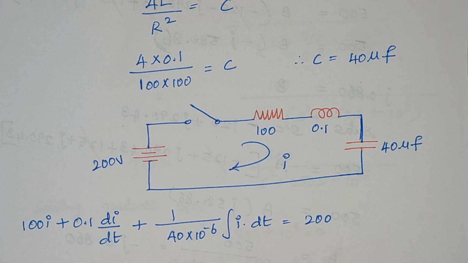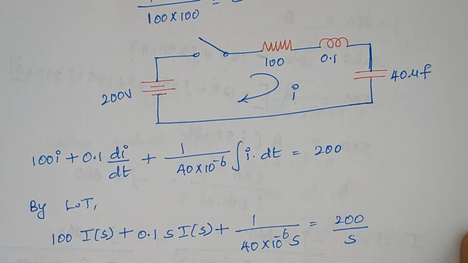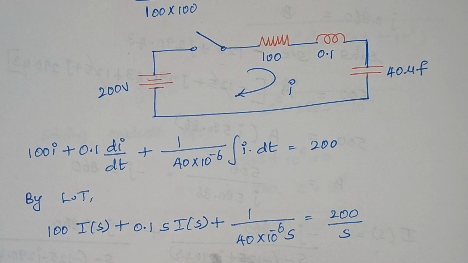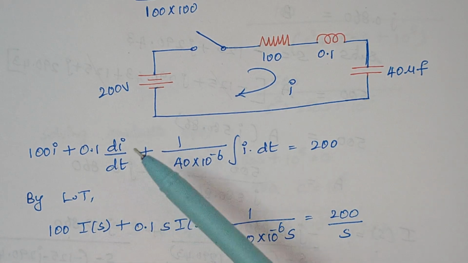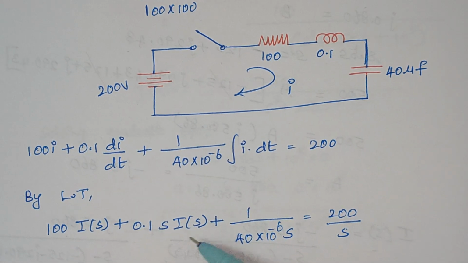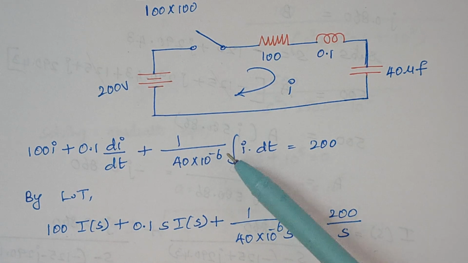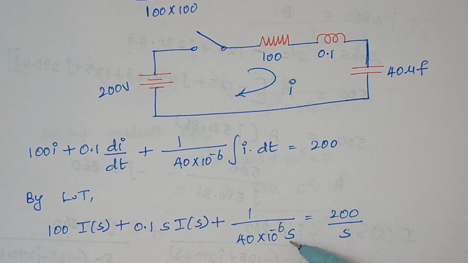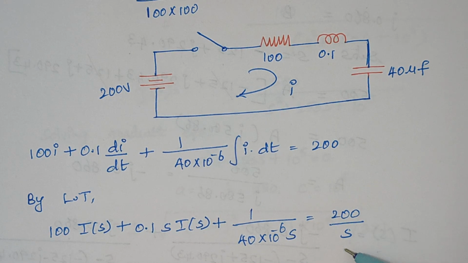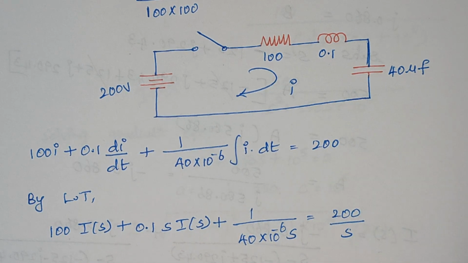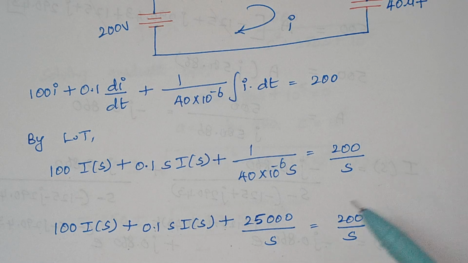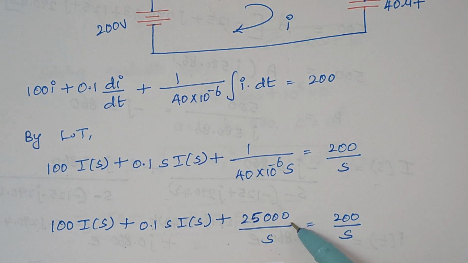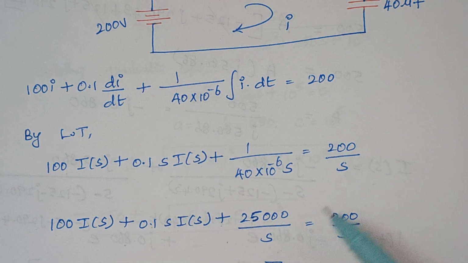Now if you apply Laplace transformation, what happens? You see this I becomes I of s, this di by dt becomes s into I of s, and this integral term becomes simply 1 by s, right, which is equal to 200 by s. Now again we are going to simplify this term. Once you simplify this term, you see our expression is 25,000 divided by s.